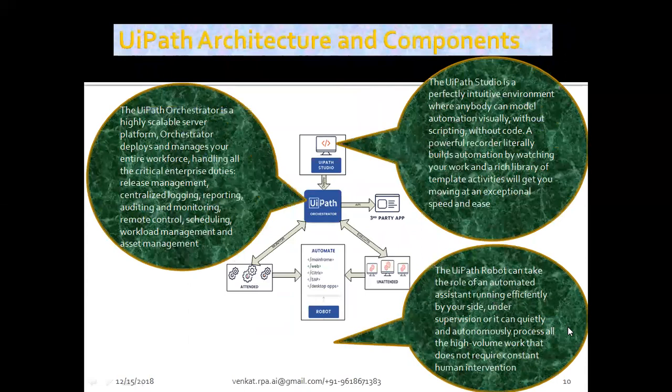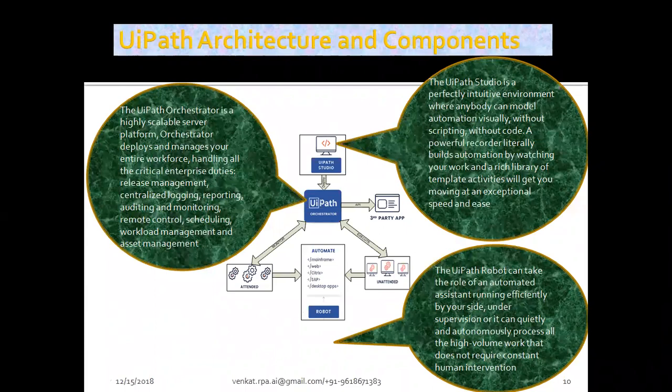Now coming to the tool. This is the high-level architecture of the UiPath tool and its components. If you see the blue ones, the UiPath Studio, UiPath Orchestrator, and UiPath Robot, three components are there mainly in the UiPath tool. The first one is UiPath Studio. This is the place where you will develop your processes. Once you develop with drag and drop, you will build one process.